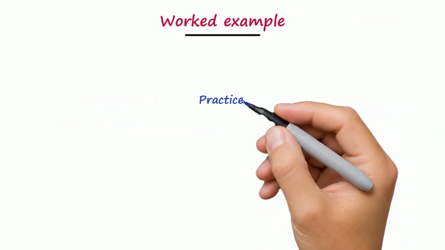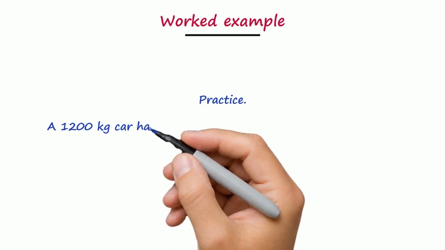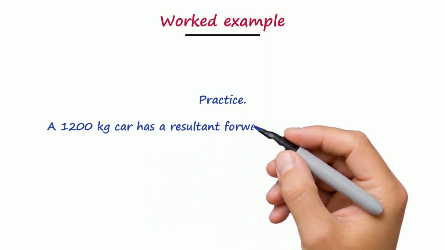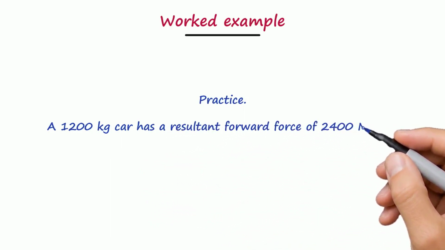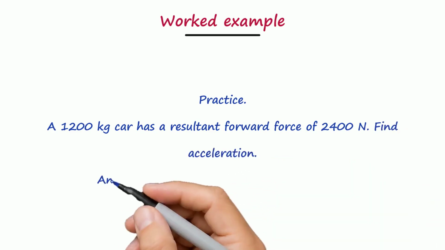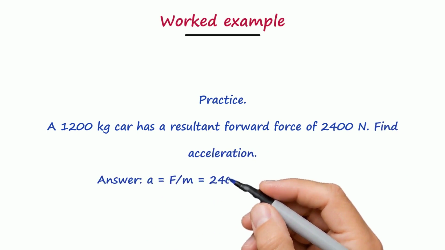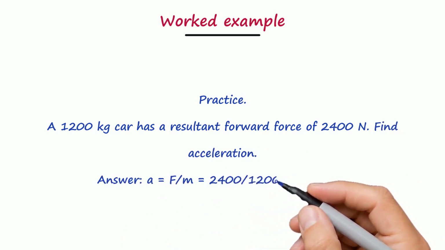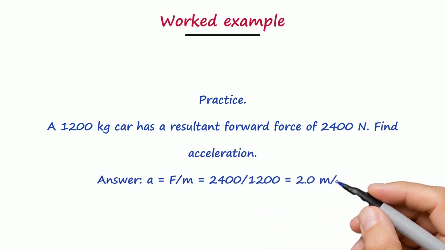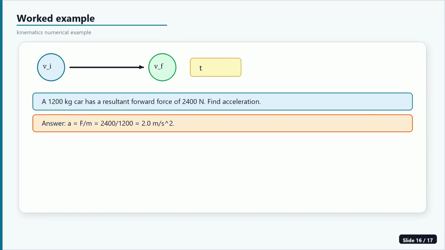Practice. A 1,200 kg car has a resultant forward force of 2,400 N. Find acceleration. Answer: a equals F over m equals 2,400 over 1,200 equals 2.0 m/s². Watch the numbers land in the matching symbols. Check that units cancel cleanly. If they do not, the setup is wrong even before the arithmetic.